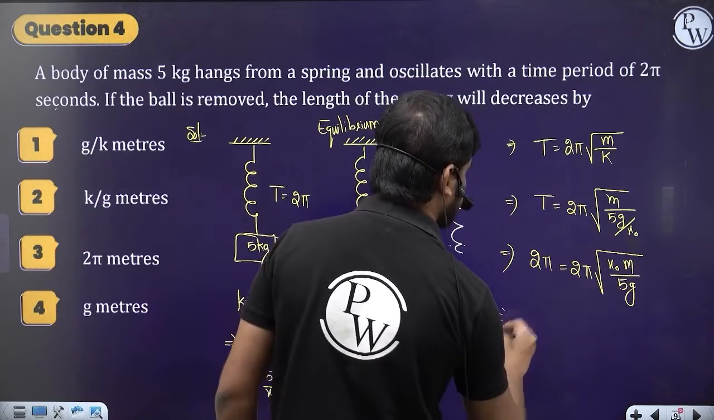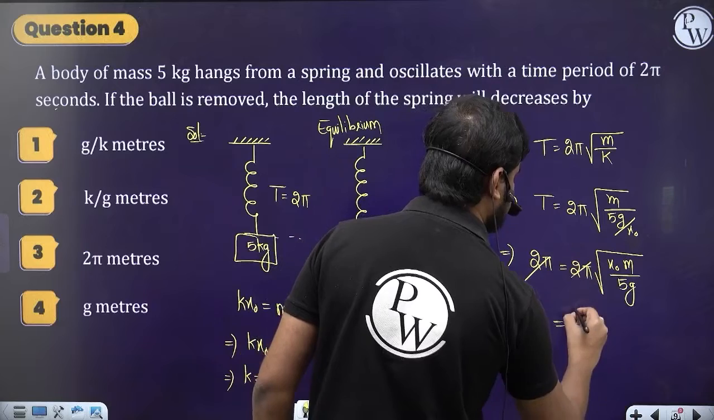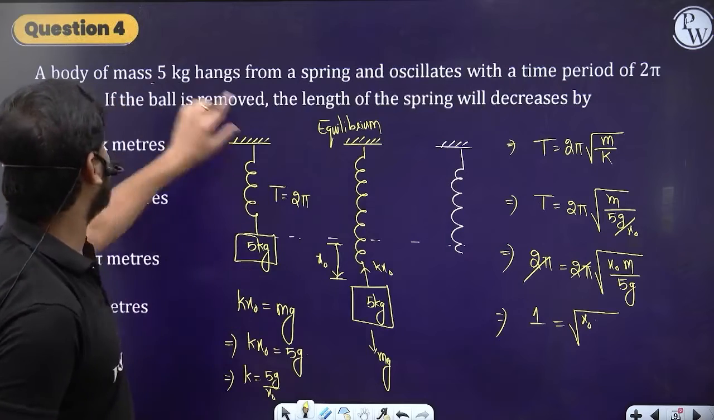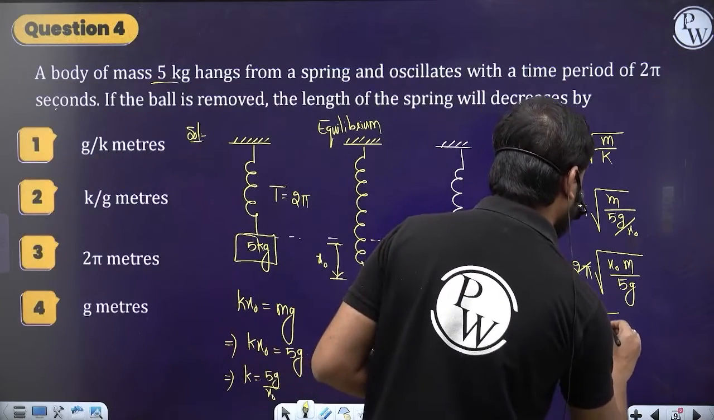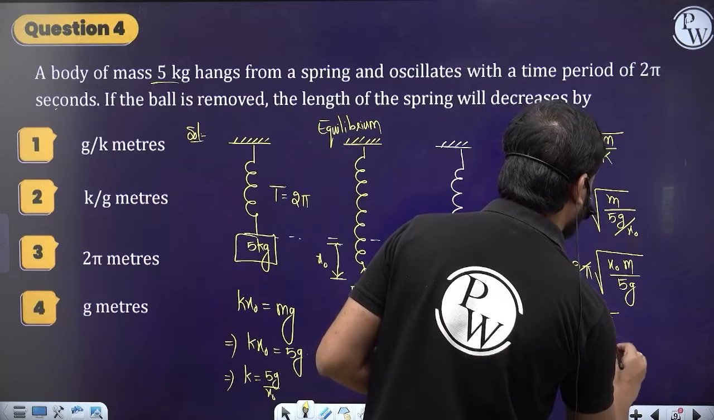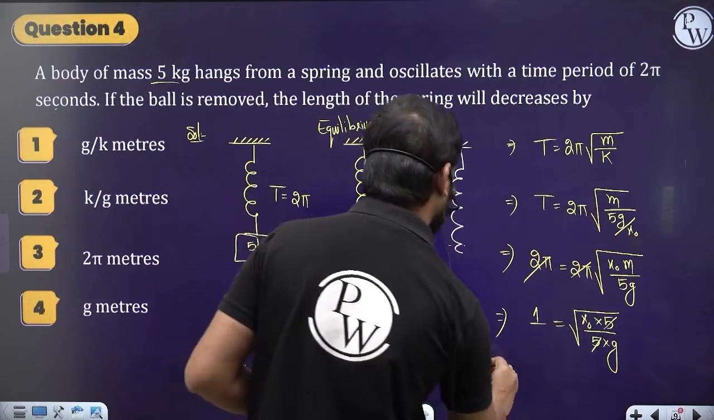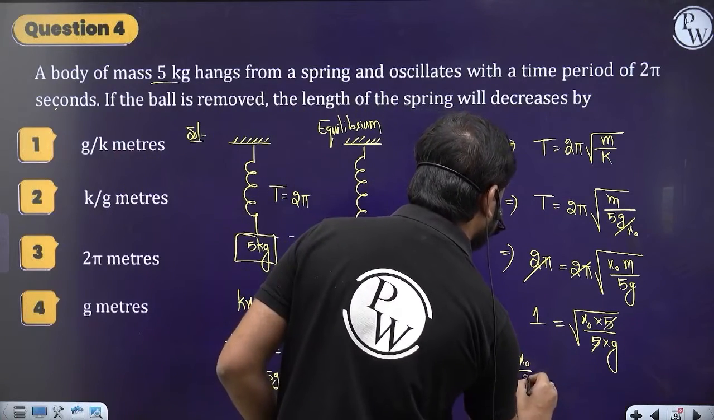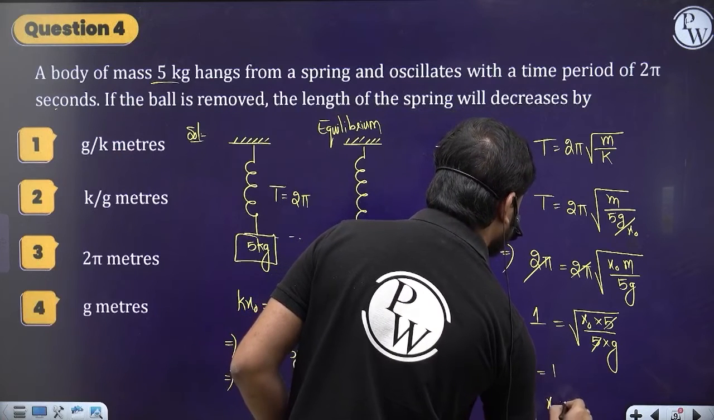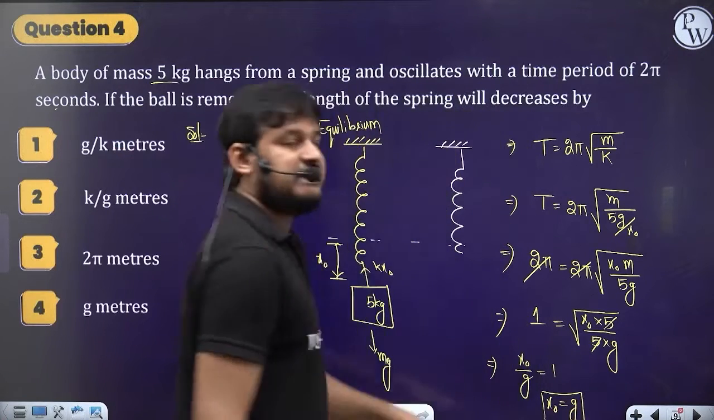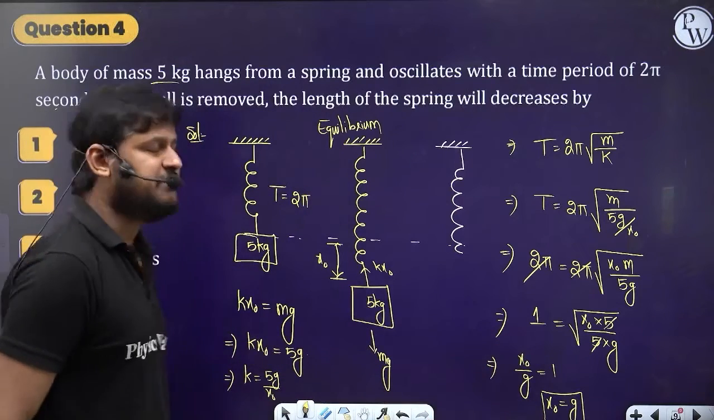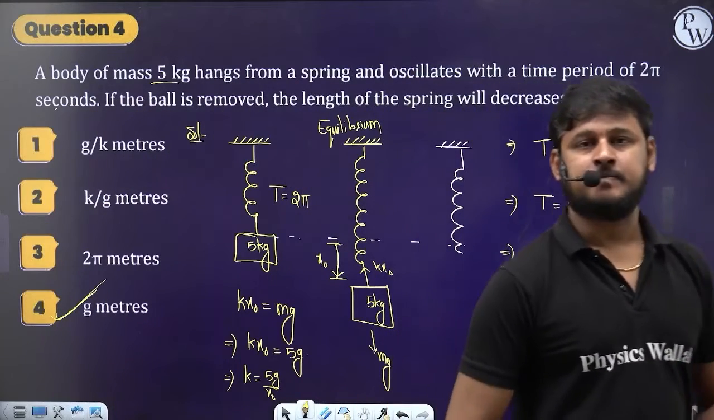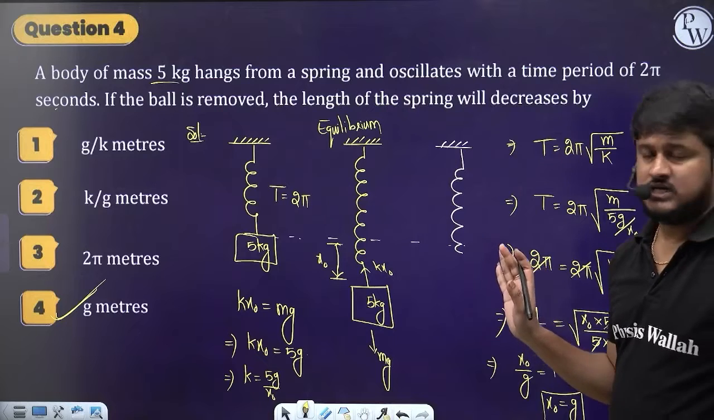So 2 pi cancels, and 1 is equal to root over x naught, with the mass m written as 5, because the 5 kg mass is attached. So here 5 by 5g. Then 5 cancels, so root over x naught by g is equal to 1. Squaring it on either side, x naught by g is equal to 1. So x naught is equal to g into 1, which is g. That means it decreases its length by g meters. Option 4 is the correct one. Understood everyone? Clear with this? Chalo.